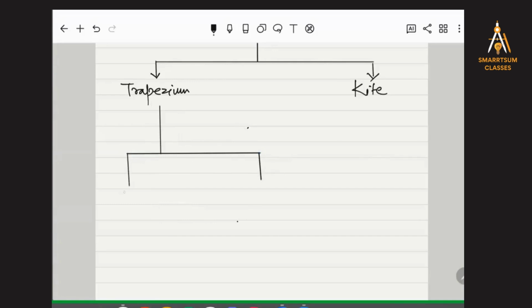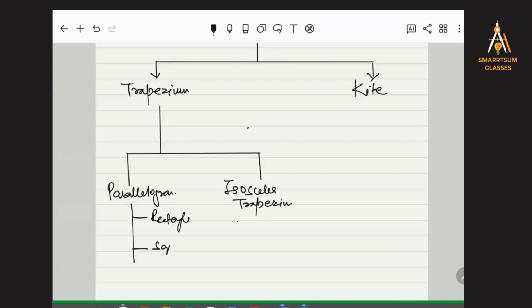In this, we have isosceles trapezium. Okay. Parallelogram. In parallelogram, we have these categories, what I have told you, that is rectangle, square, and rhombus. Okay. So I hope now you can relate all these types of figures, right? Why? Because it is important to understand them to get their characteristics quickly, right?